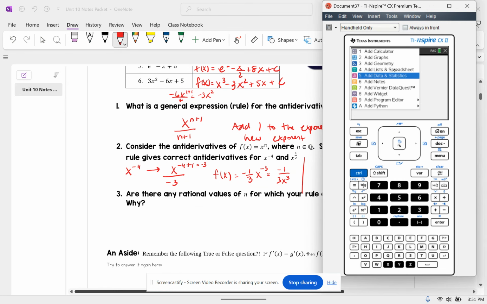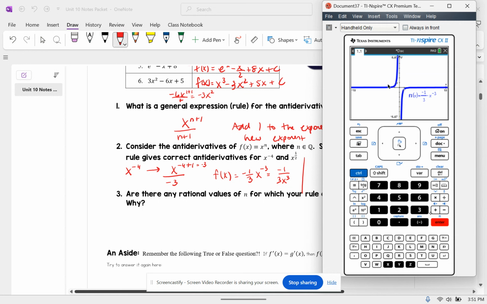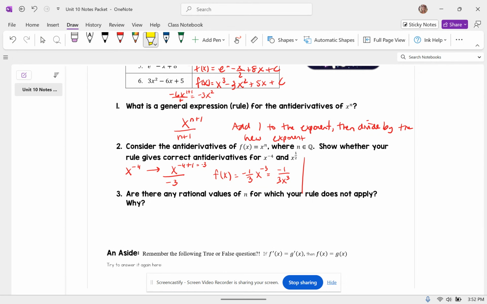All right, so I'm going to graph negative 1/3 x to the negative third, and then I'm going to graph its derivative and see if it's the same as the one that's on the page given. I'm going to see if this is the same as 1 over x to the fourth. Oh, it's the same. Okay, cool. So our rule did hold true. That's great.